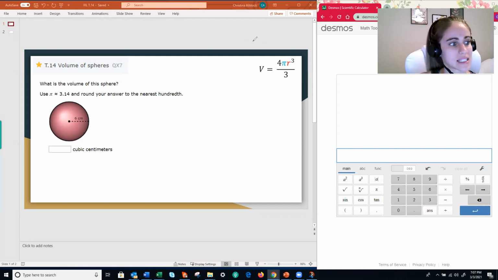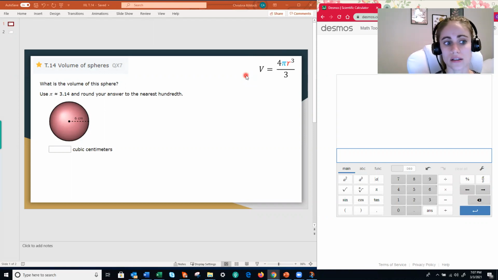So covering IXL Assignment T14, volume of spheres, shortcut code QX7. All right, for this one, if we have a sphere, this is the one formula that we are dealing with in this unit that doesn't have a height because it is a sphere, it's a completely round ball. Look in the top right corner here and we have a copy of our formula for the volume of a sphere.